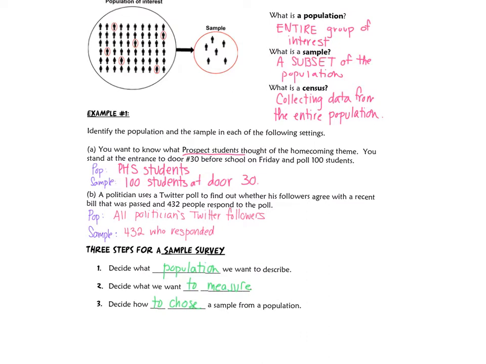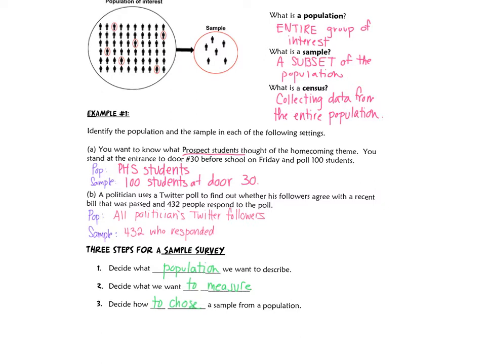All right, and at the bottom of this page, we are going to discuss the 3 steps for a sample survey. So if you wanted to find a sample of people and survey them on something, like do you plan on traveling this winter, what you would have to do is decide what population you want to describe. Do you want to talk about people who live in your town? Do you want to talk about people who go to your school? Do you want to survey your Instagram followers? You have to decide what the population is.